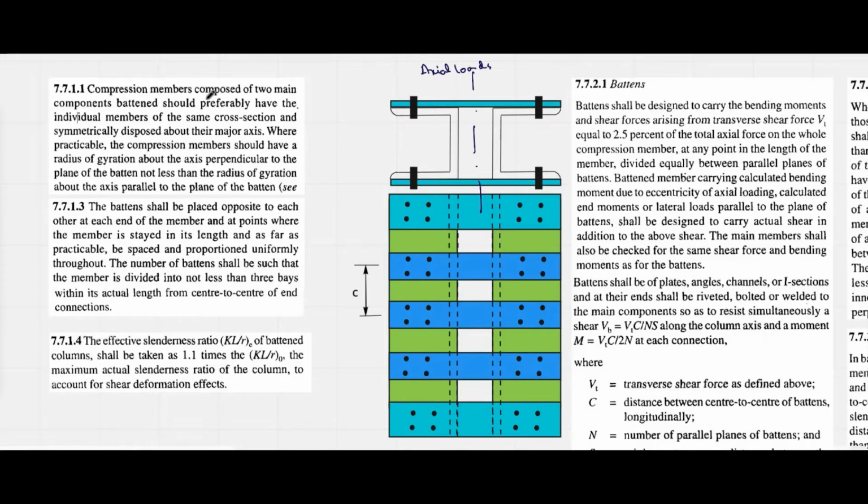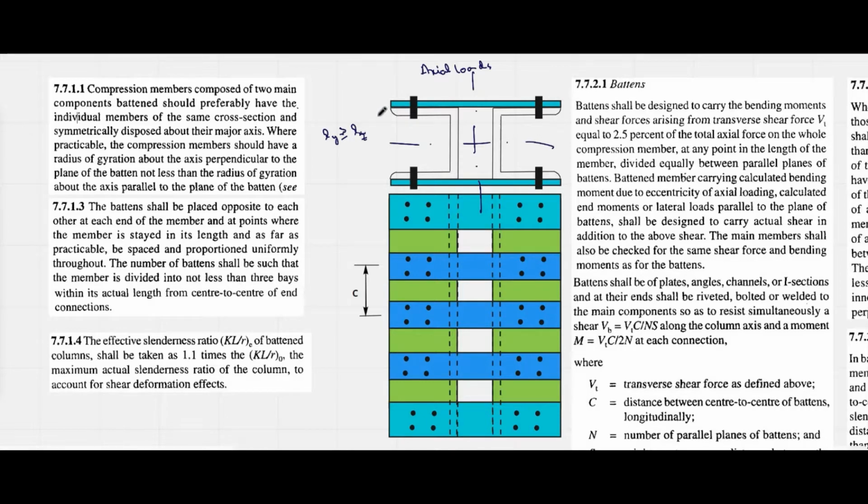Now in our IS codal provision, clause 7.7.1.1 says that the radius of gyration along the perpendicular direction must be equal to the radius of gyration along the direction parallel to the plane of batten. Either the plane axis would be z axis or x axis. It means that ry must at least be equal to or greater than rz.